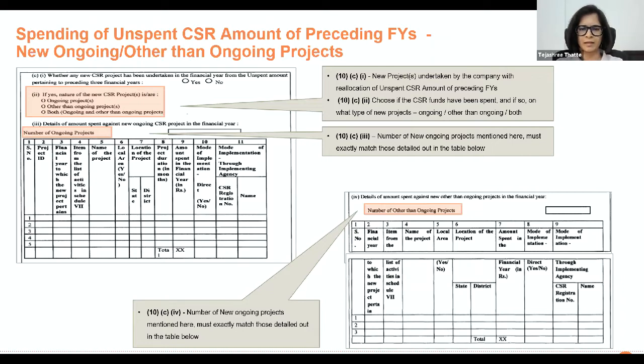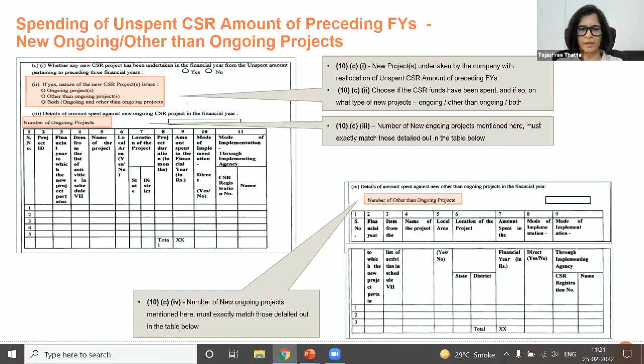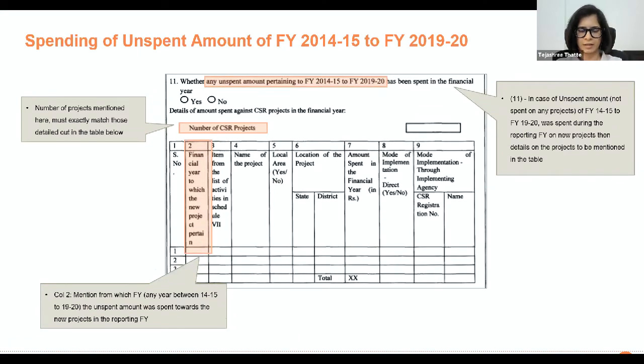In the beginning, as I mentioned, what happens if a company has underspent in the financial years 14-15 up to 19-20, because at that time we know that the amended rules were not in place, and even identification of unspent funds was not happening. So if there is a company who has underspent in these years and wants to compensate for that in the current reporting financial year on any project, this table can be utilized for that.